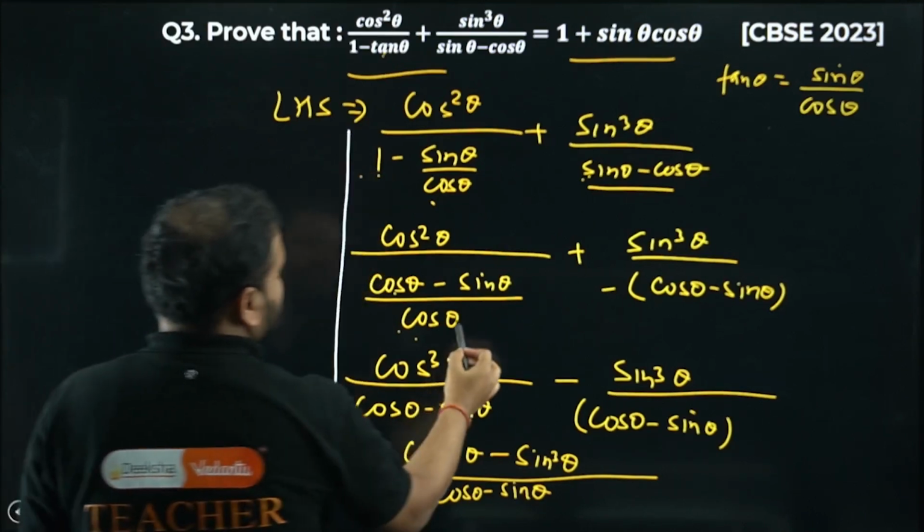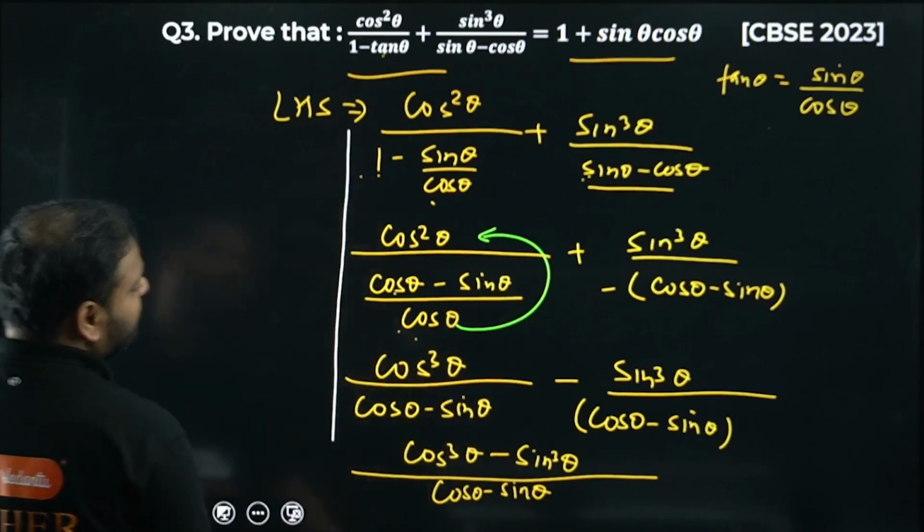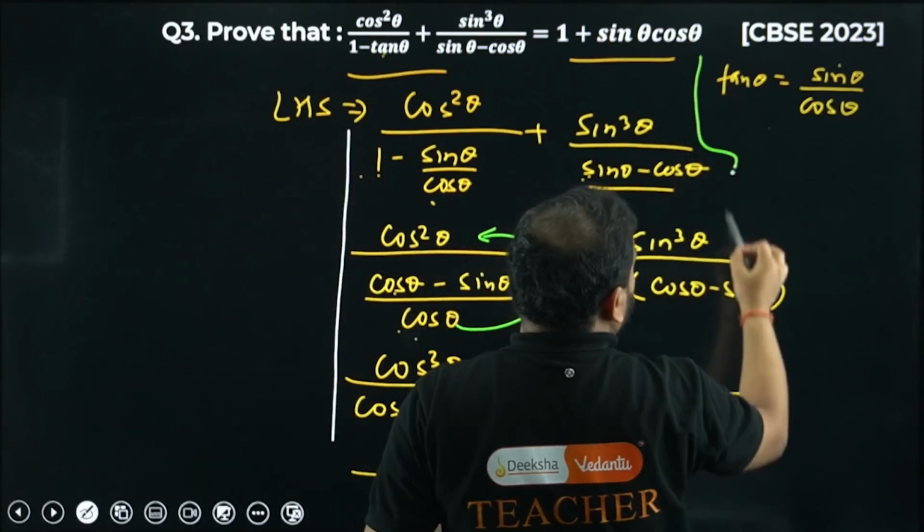Just give me one second. This cos is going up, okay? What I'm getting, please check the formula if you remember. Other than this formula, we also have another formula.